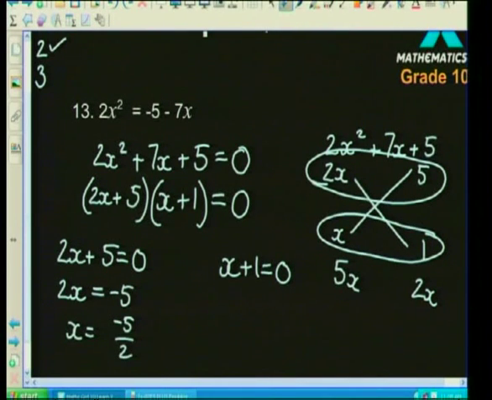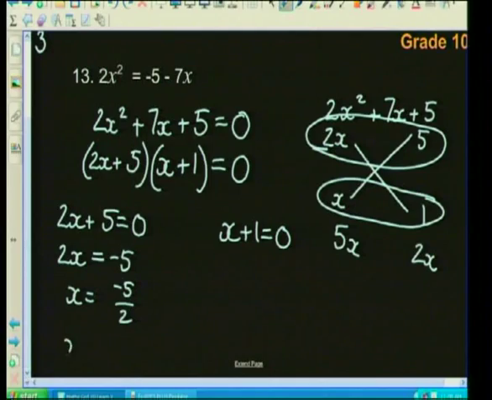And for those of you who want to show off, you can then show that you know that negative 5 over 2 is actually negative 2.5. Personally, I like to leave it as negative 5 over 2. And then on this side, x is going to be equal to negative 1. So our 2 answers are x is equal to negative 2.5 or x is equal to negative 1.